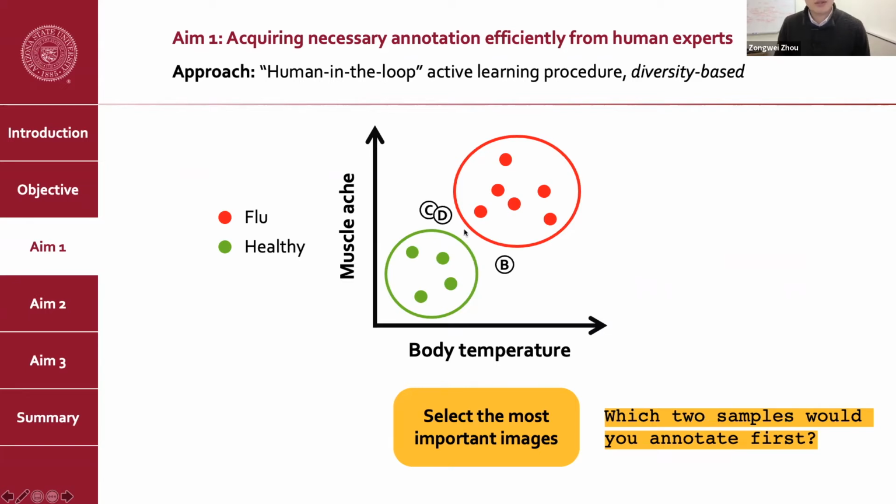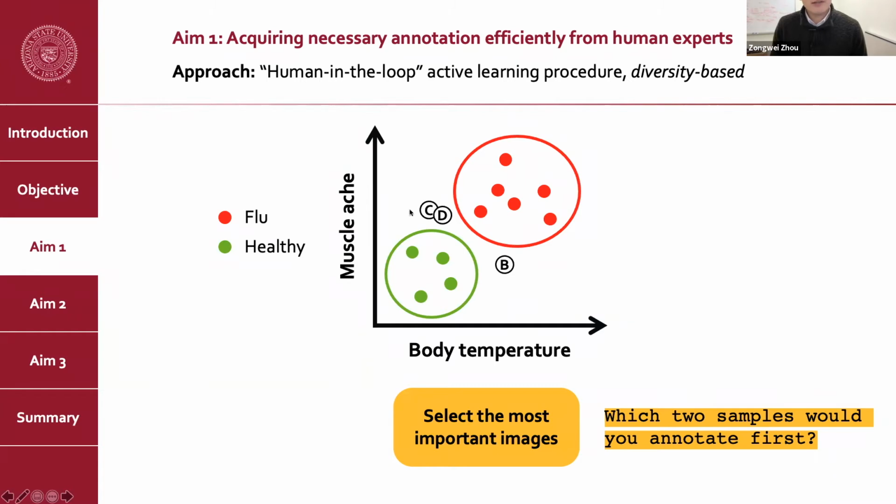Another selection criterion is called diversity-based selection. The idea is to select the most diverse or representative samples to be annotated. Here we have samples B, C, D, and they are all very uncertain because they're in the decision boundary. So now the budget allows us to only annotate 2 out of these 3. Which 2 would you prefer? BD, BC, or CD?